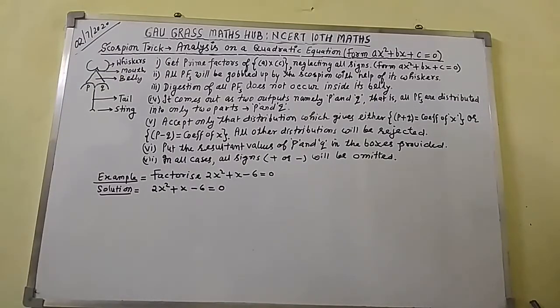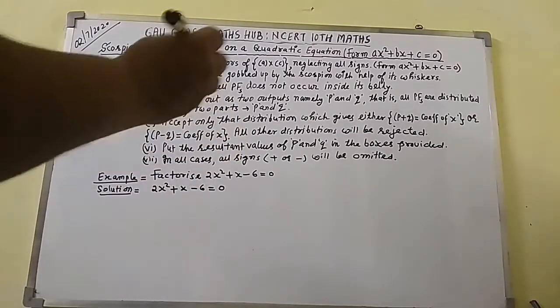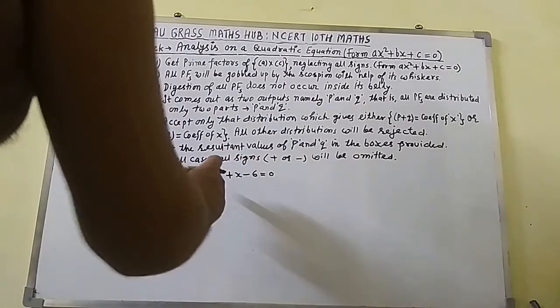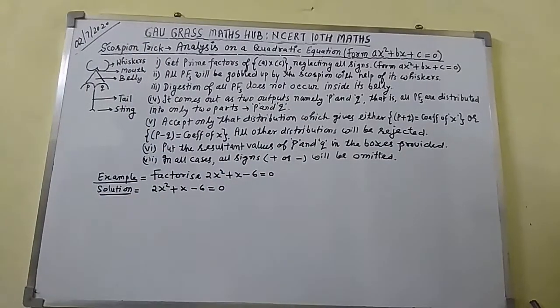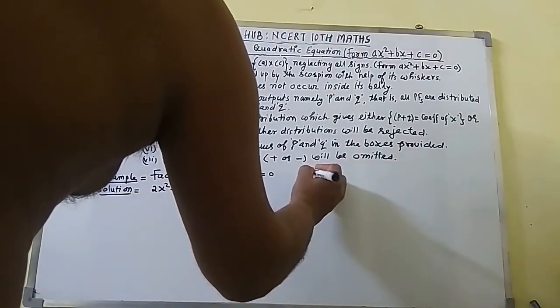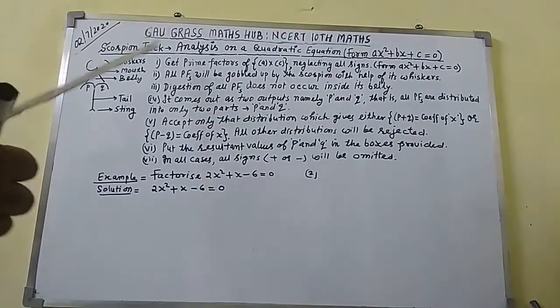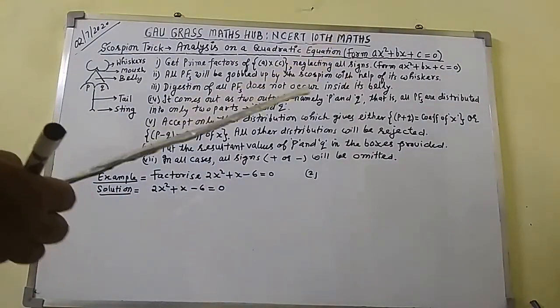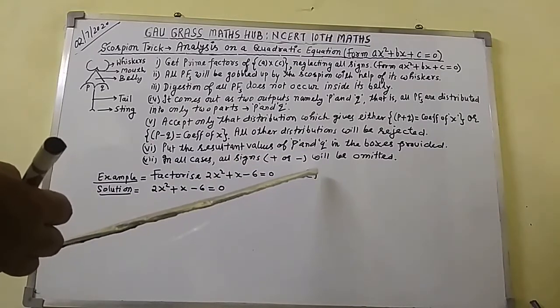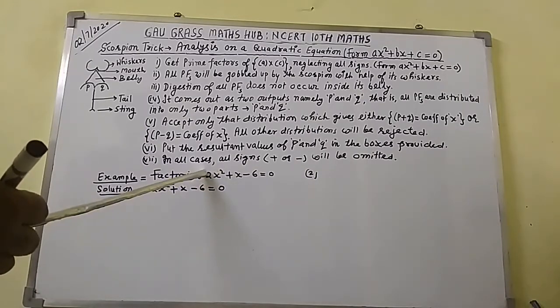Concept 1 says get prime factors of A into C. Here you can see in this quadratic equation, 2x square plus x minus 6 equal to 0, the coefficient of x square is plus 2. So here you write only 2, because in concept number 1 it says neglecting all signs. I have neglected the plus sign. I will take only the coefficient of x square, that is 2.